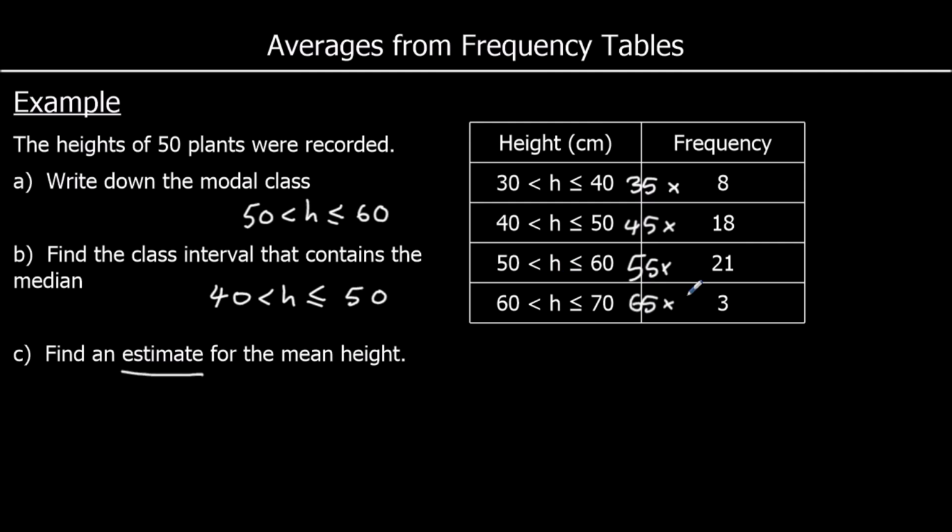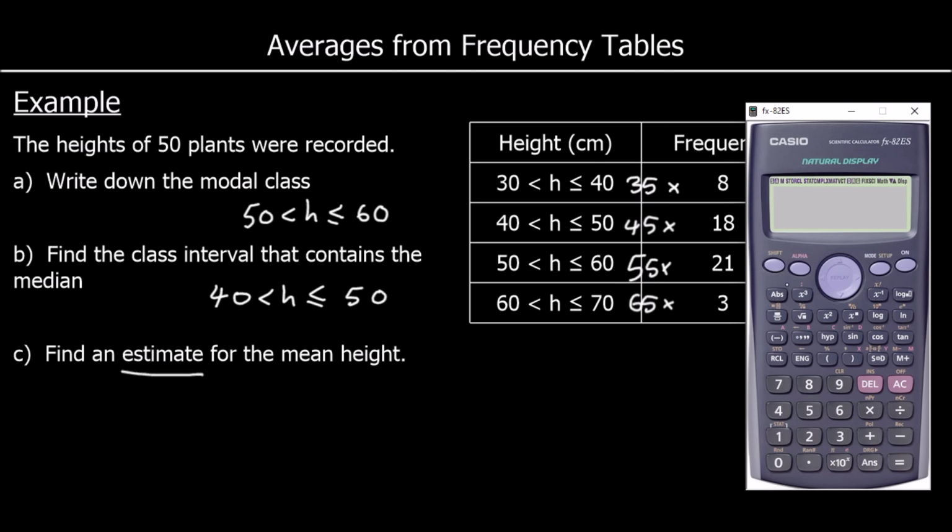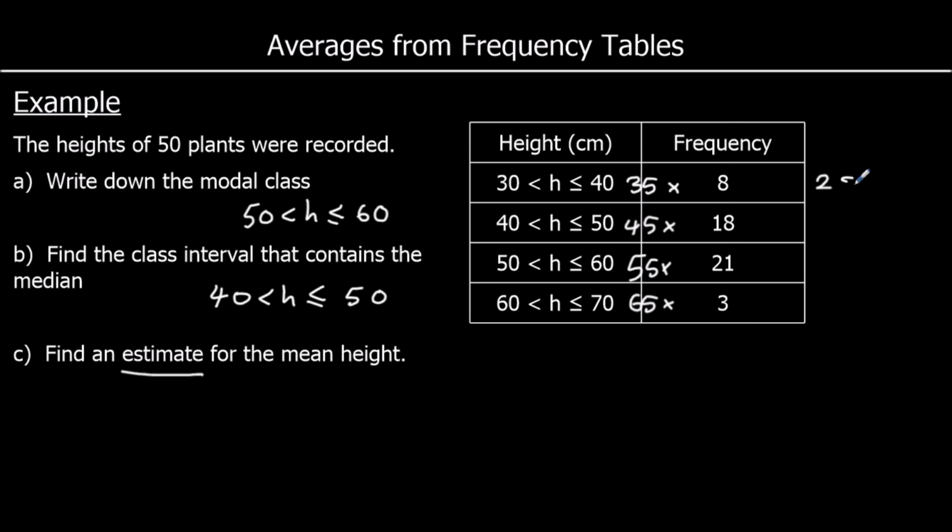So what we're saying is we've got 8 plants that are 35 centimeters tall, 18 plants 45 centimeters tall, 21 plants 55 centimeters tall, and 3 plants 65 centimeters tall. That's our best estimate. Going for the middle of the group is the best estimate that we can do. So let's work out what is 8 times 35. So 8 times 35 is 280. So these 8 plants in total are 280 centimeters tall.